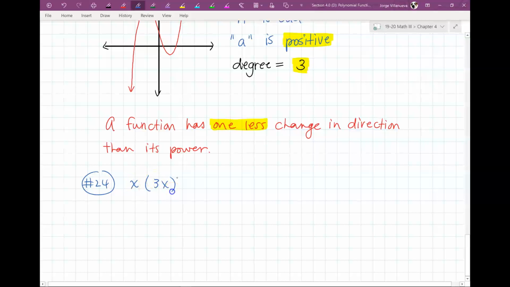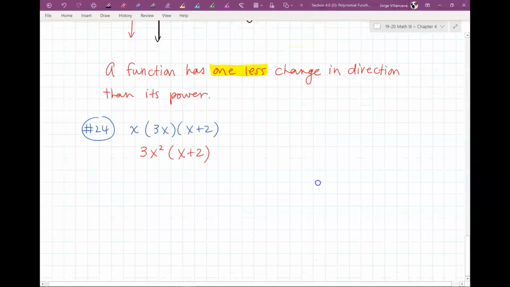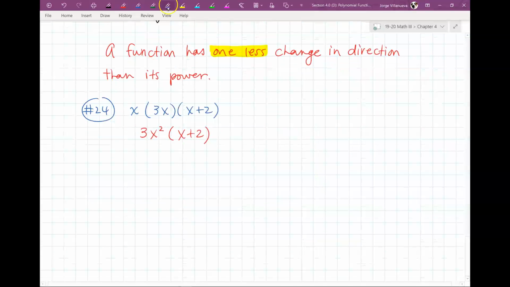Okay, so we have x times 3x times x plus 2. The instructions say to classify each polynomial by degree and by number of terms. Simplify if necessary, okay? So I'm going to multiply. So x times 3x, that's 3x squared times x plus 2. And then 3x squared times x plus 2, I got to distribute, right? I'm going to distribute this in here. So I get 3x cubed plus 6x squared. So there you go. I'm done.